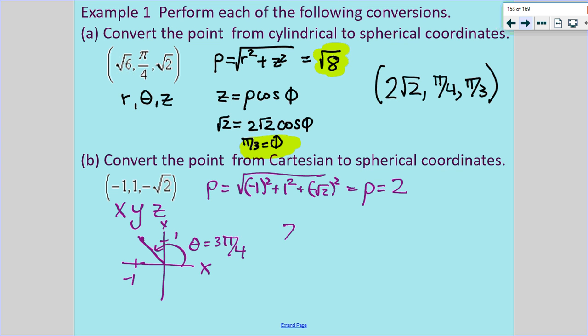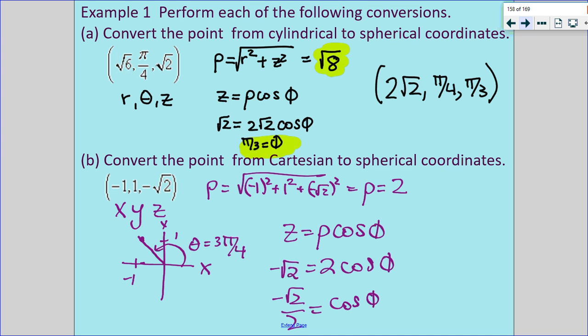Okay, lastly, z equals rho cosine phi. So negative square root 2 equals 2 cosine phi. So we have negative square root 2 over 2 equals cosine phi. So that's going to be in our second quadrant. So phi is going to be 3 pi over 4 as well. So we write it as 2, theta, phi.